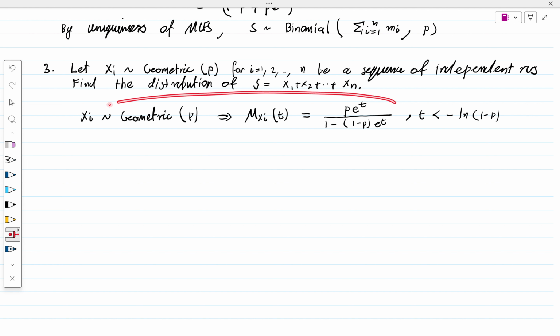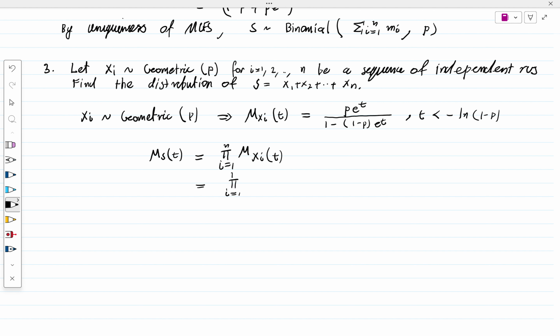So this again is a known moment generating function. I encourage you to look at some other videos on the channel, if they're already up, on how to derive this particular expression. But for now, we're going to take it as given. To find the moment generating function of S, we take the product from i equals 1 to n of the individual moment generating functions, which is the product of p e^t over 1 minus (1 minus p) e^t. Remember again, in a similar way, these are independent of the index, so effectively we're just multiplying the same number by itself n times.